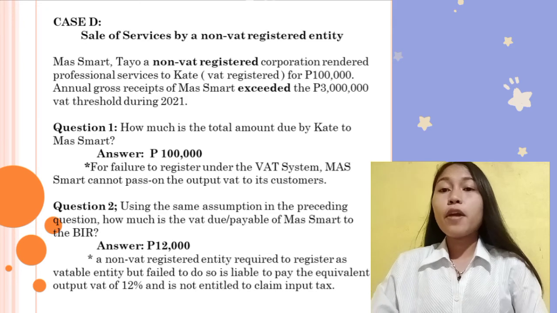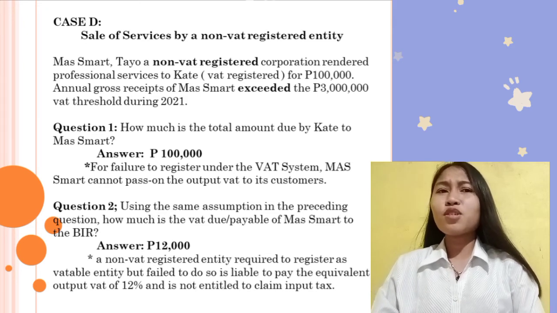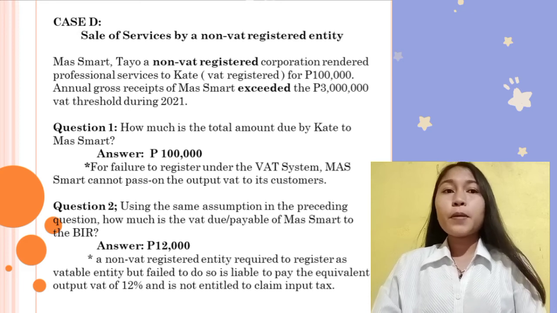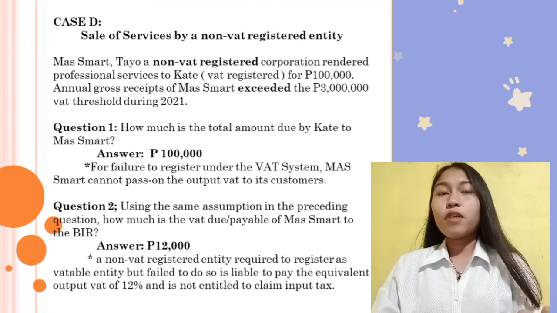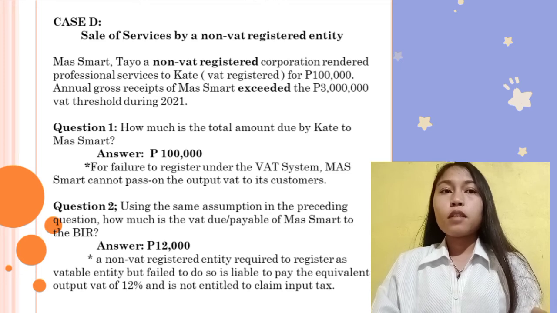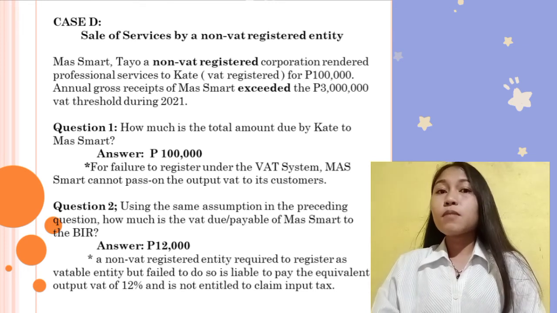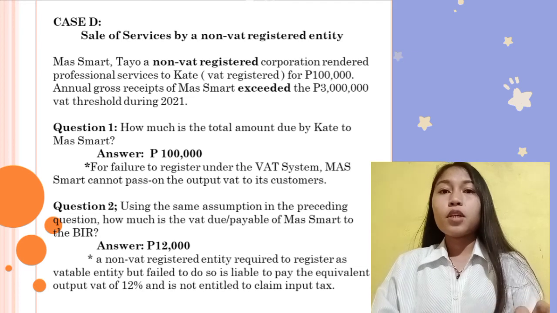So the answer is 100,000 pesos. Why is the reason nga 100,000 pesos lang ang mabayad ni Kate? Because Masmart tayo is not VAT registered. Therefore, they cannot pass the value added tax to its customers. Kaya wa man siya napa-register, so Kate is not liable to pay the amount of the value added tax. For failure to register under the VAT system, Masmart cannot pass on the output VAT to its customers. That's one of the consequences, that they cannot pass the value added tax to its customers.